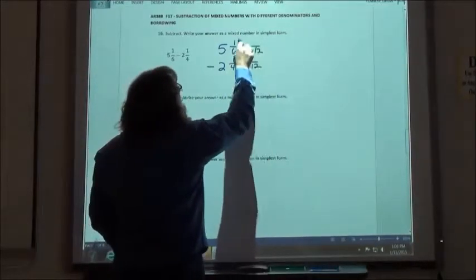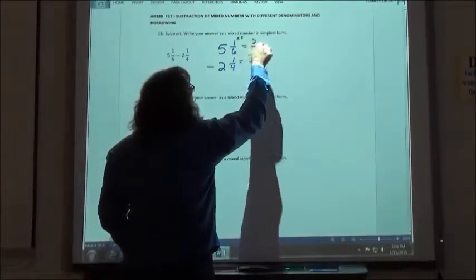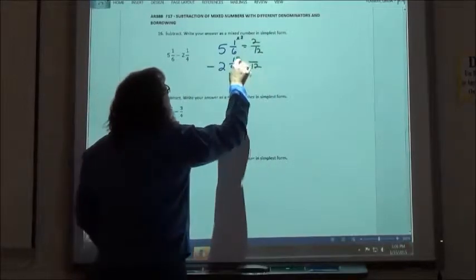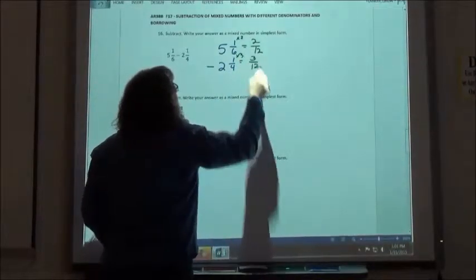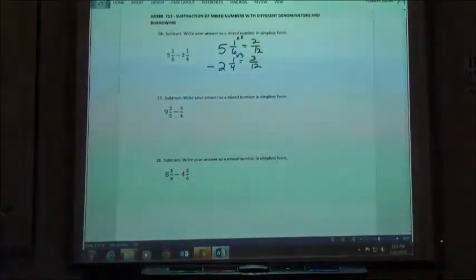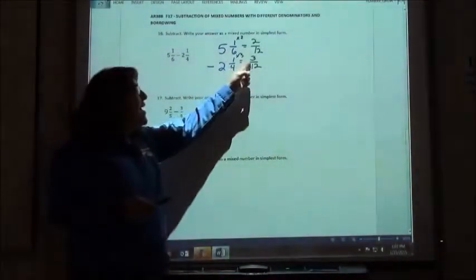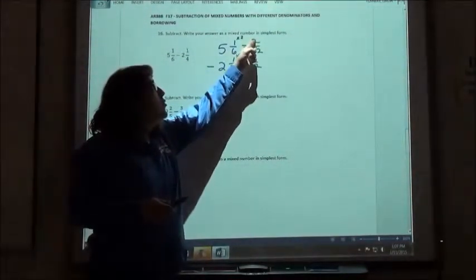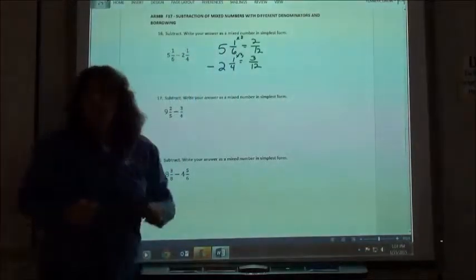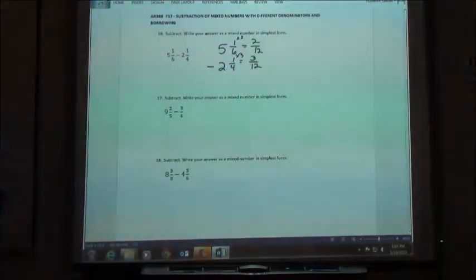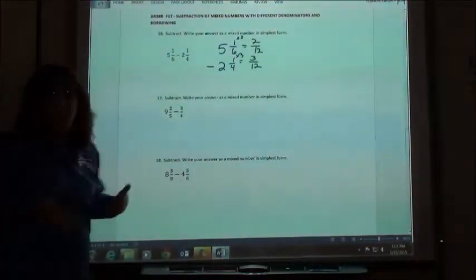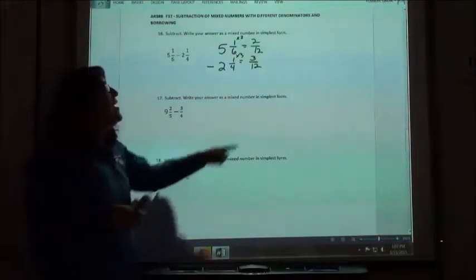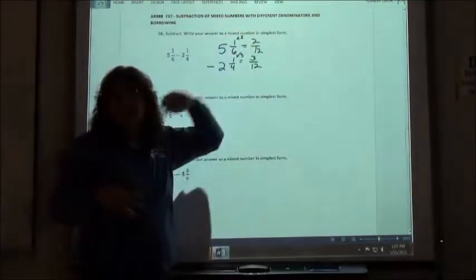6 goes into 12 2 times. 1 times 2 is 2. 4 goes into 12 3 times. 1 times 3 is 3. Now we have like our previous subtractions. I can't take 3 away from 2, so I end up having to borrow. Now you don't have to borrow on every single subtraction problem. They just give you these ones because they're harder to do. If this was 5/12, I could subtract right away.